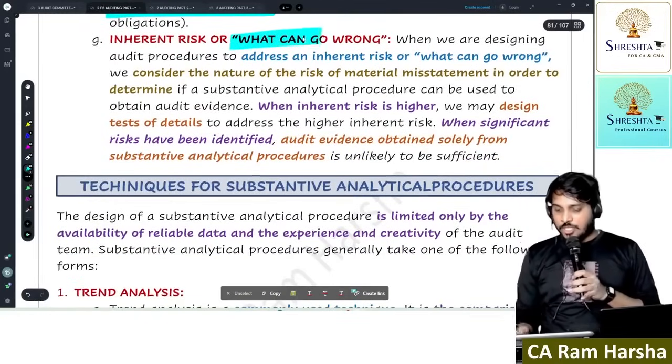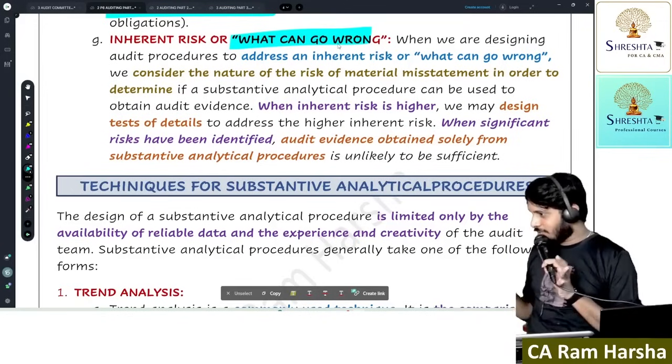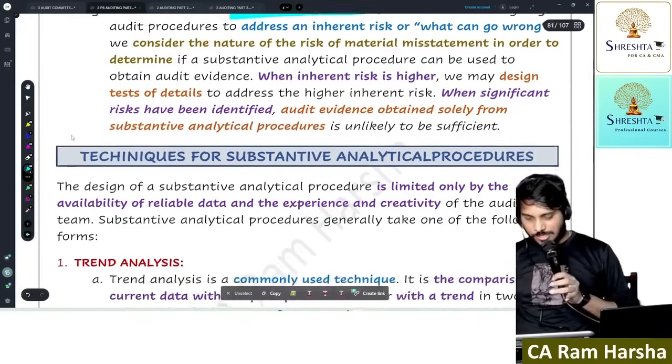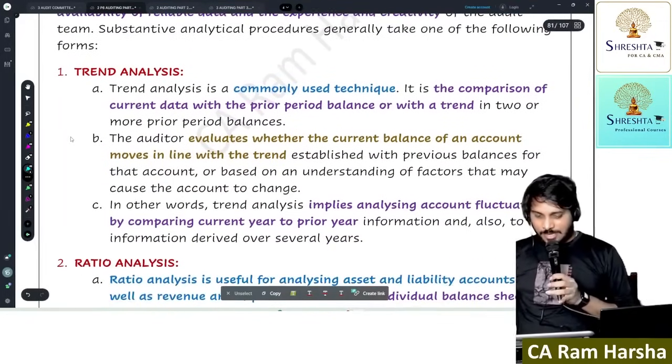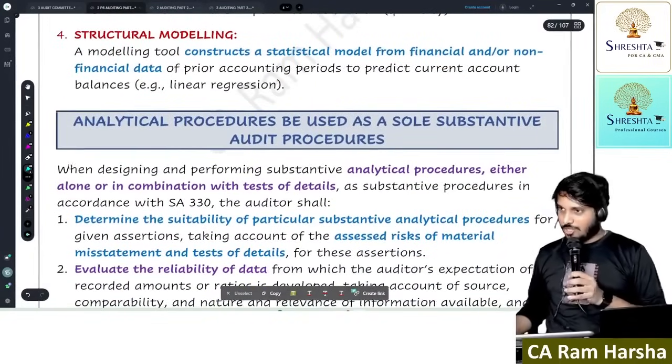So in analytical procedure, what do we do continuously? What can go wrong analysis. Same risk analysis principles we apply. Understood or not? So what are the techniques? Trend analysis, ratio analysis, reasonableness test, structural modeling.